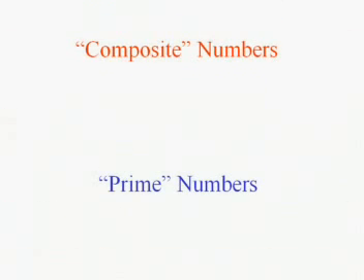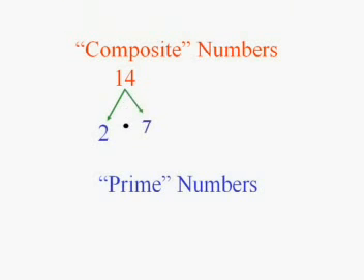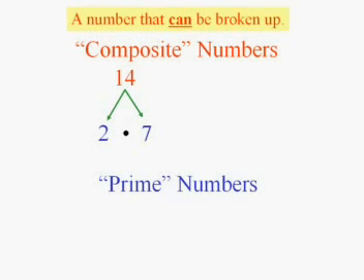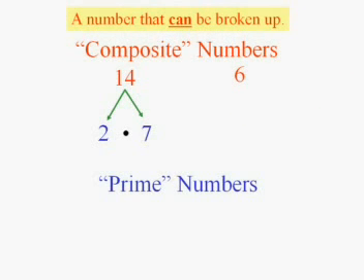Give you some examples. 14 is a composite number because it can be broken up into 2 and 7. Get the idea? 6 is a composite number because it can be broken up into 2 smaller numbers multiplicatively.